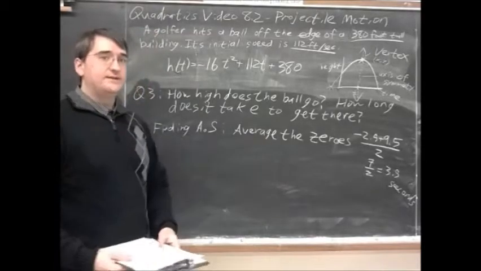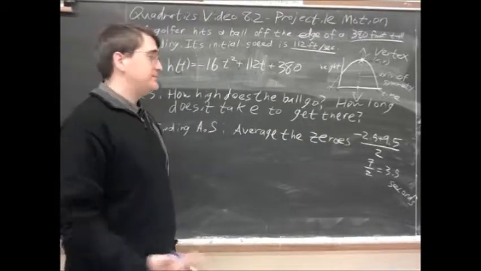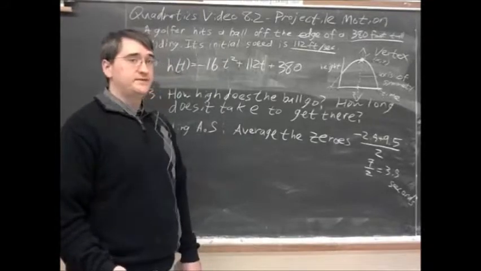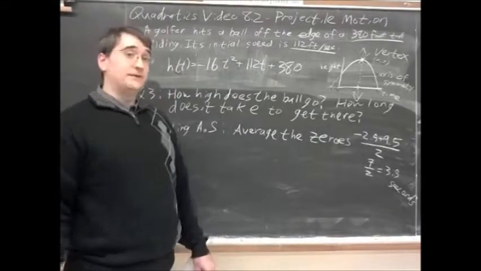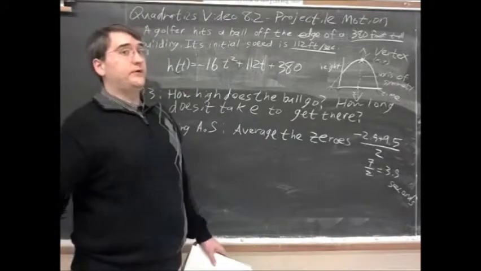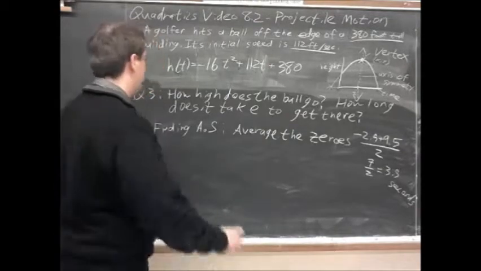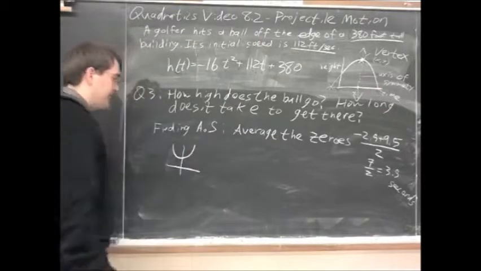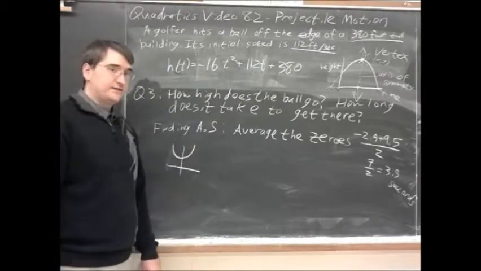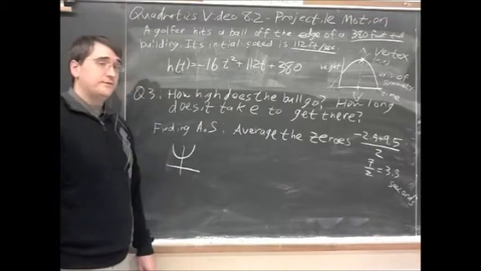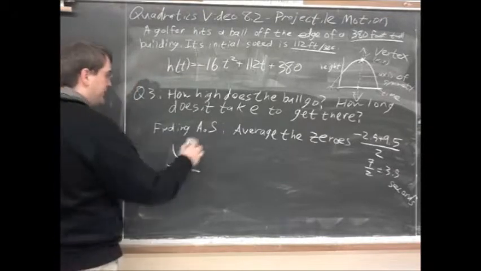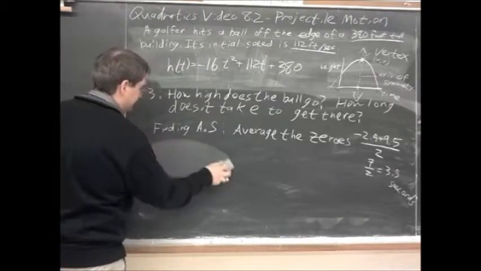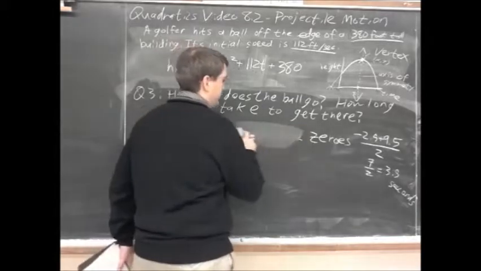Sometimes, though, this is not a terribly convenient thing to find. Sometimes the zeros are really tricky to find. Sometimes you can't find them at all. Sometimes they don't even exist. Sometimes you have a parabola that doesn't even have any zeros, like a graph that looks like that. Clearly, there's still a vertex to that graph. There's still an axis of symmetry. So we need another way to find the axis of symmetry in those cases. The other way is to use a little formula.